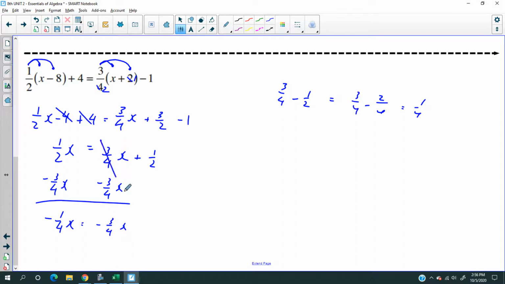Yeah, that's 1/4, right? 1/4 negative 1/4 x equals to negative 3/4 x. No. This cancels out. Sorry about that. It's just 1/2, right? Okay, good. All right. See, this is why you gotta actually cross it out when you do this.